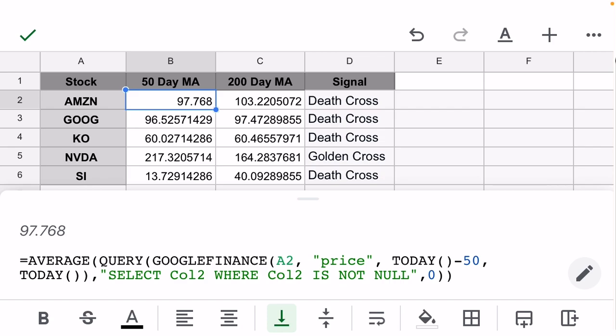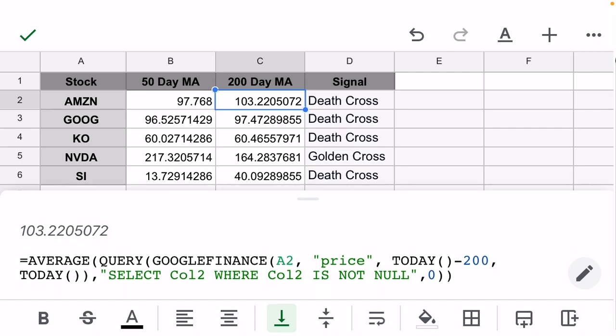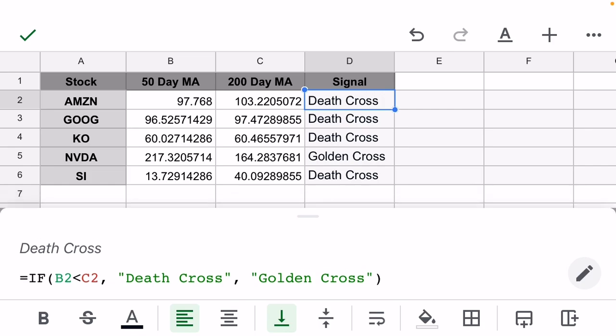But this is for the 50-day moving average, and it's referencing A2, and you can see Amazon, and then this is the one for the 200-day. So you can see the 200's changed from 50, and then this is the signal. Basically, if B2 is less than C2, it's a death cross, and if not, it's a golden cross, which would be B2 being greater than C2.